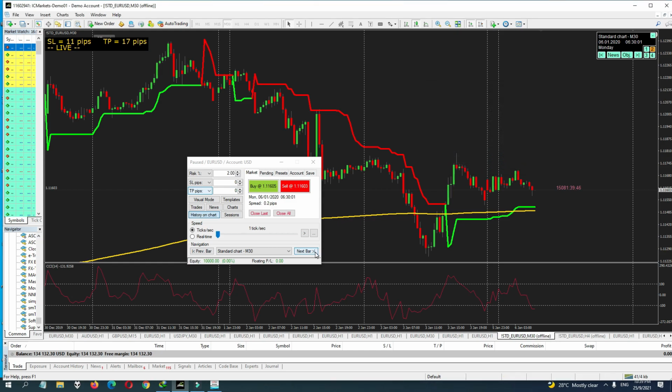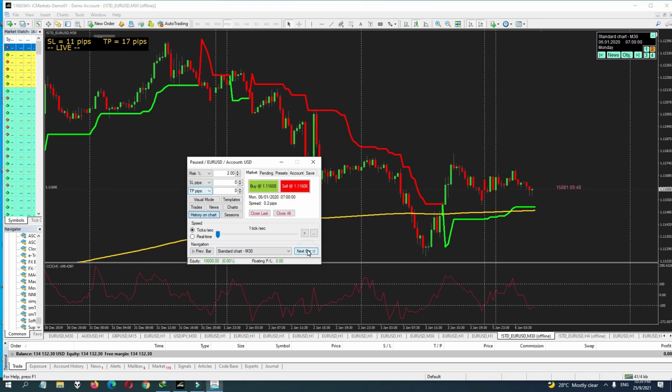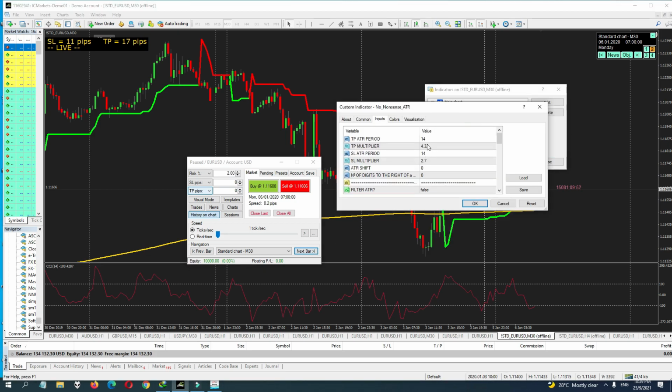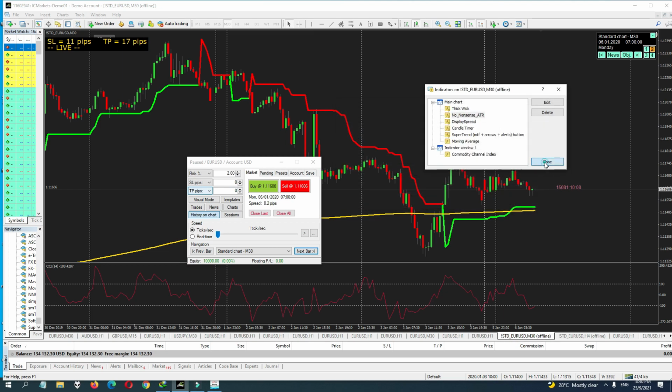I'm going to try something new today. I'm also going to test this with 4 ATR take profit and 2 ATR stop loss. So it's 2 to 1, and I'm going to test this against 1.6 to 1 risk reward. So we will see which one is better.